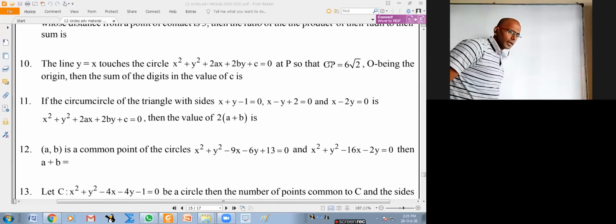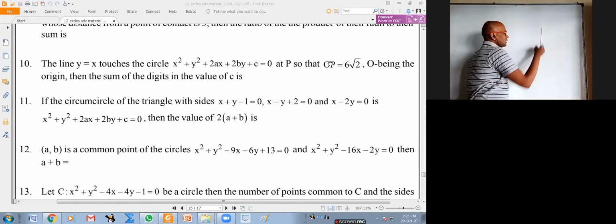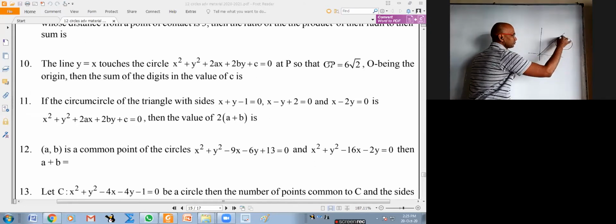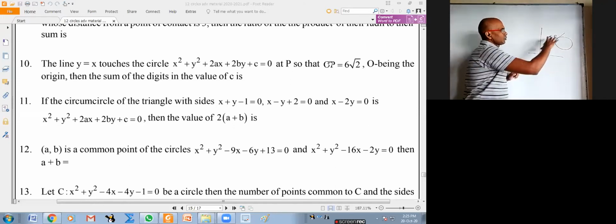So, 10th one: the line touches the circle, then the sum of the digits of the value C. Oh, root S11 only. Okay. They say y equal to x is there and a circle is touching there. This is O and this is P. And they gave only the OP length.